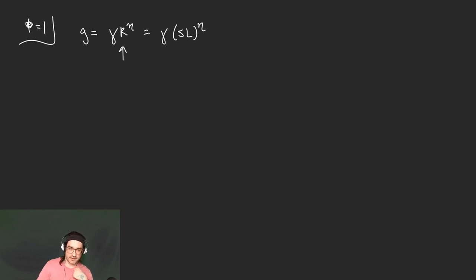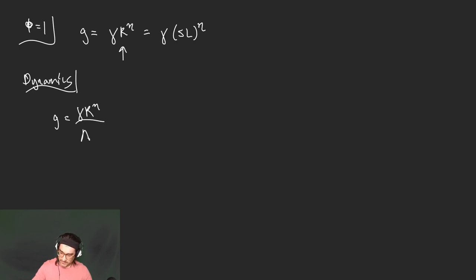There's also phi greater than one, which is that singularity I was talking about. With that, we want to look at dynamics, because there are going to be non-trivial dynamics there. So let's talk about the dynamics, but this is going to be general, not for a specific phi case. Remember, G is equal to gamma R to the eta over A to the 1 minus phi. That's our original growth rate equation.